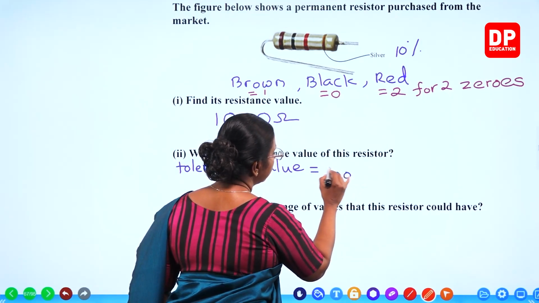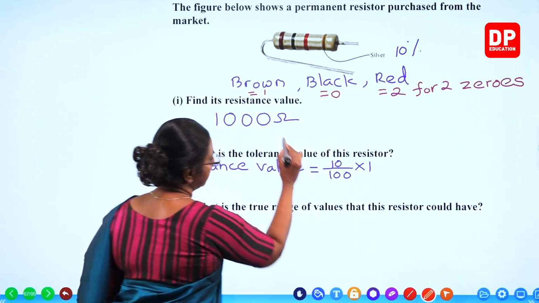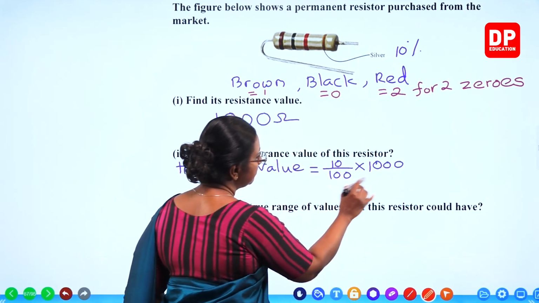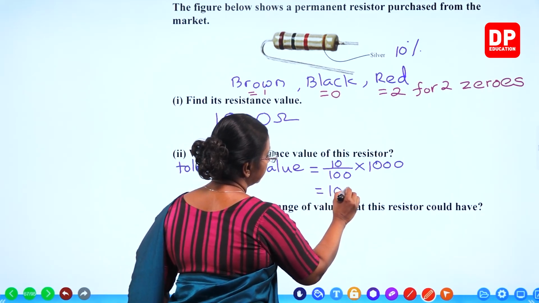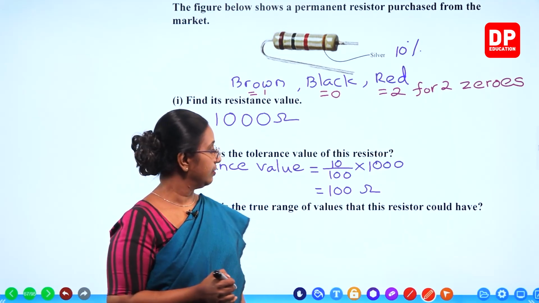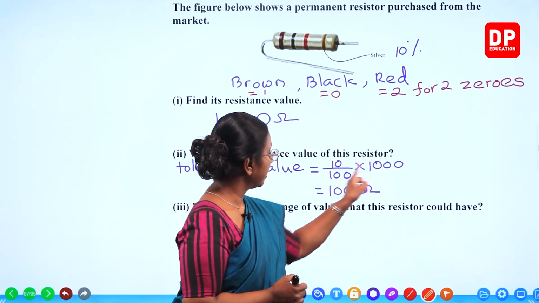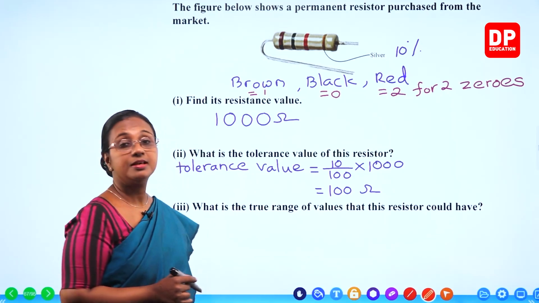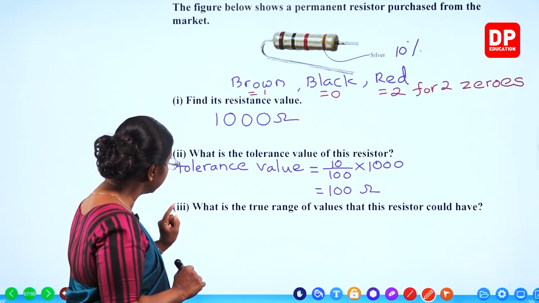For 100, it is 10%. Therefore, we have 1000 here. For 1000. So it's easy, no? You can simplify this and you will get the value as 100 ohms. You need to simplify the values. So 100 ohms. 10 into 1000, 10,000 divided by 100, 100 ohms. That is the tolerance value. Is that clear?